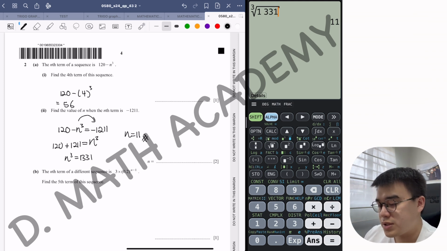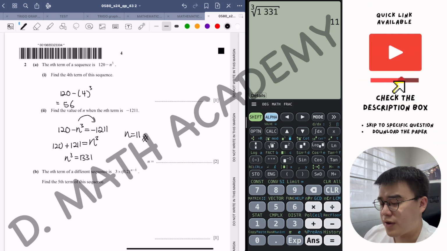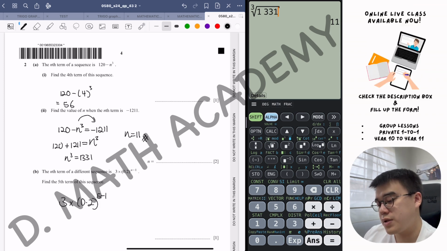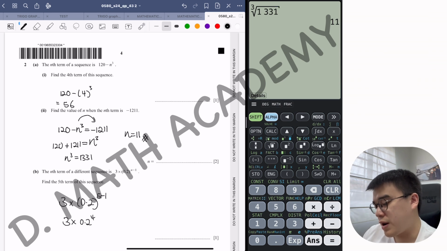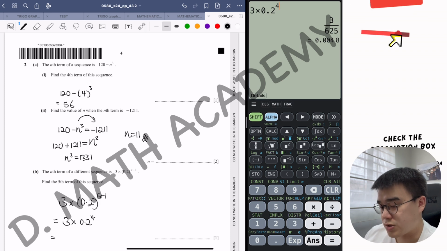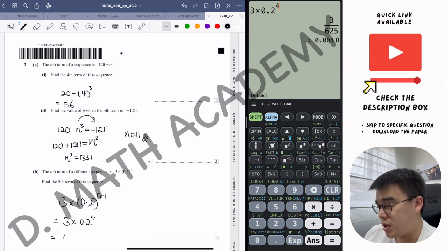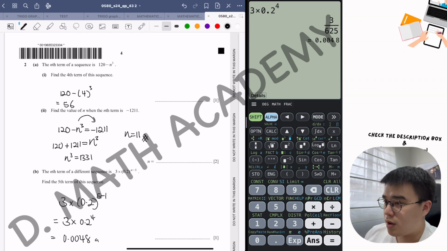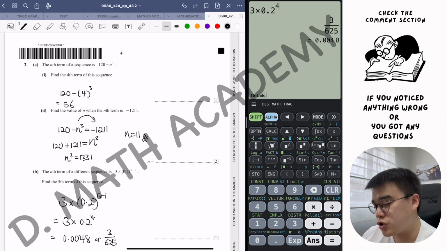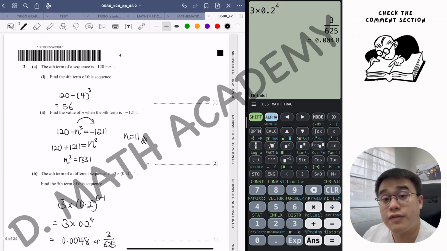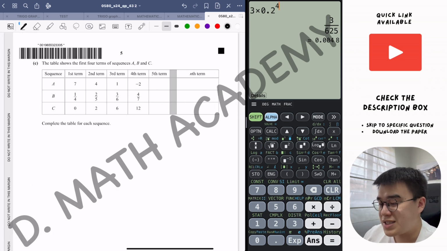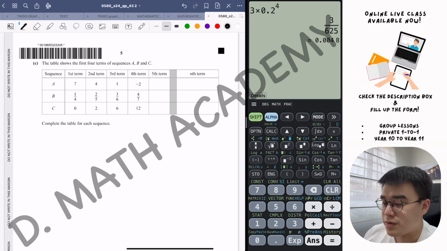2A2. The nth term of the different sequence is given, asking us for the fifth term. So 0.2 to the power of 5, minus 1, to the power of 4. The answer turns out to be 0.0048, or if you wanted to, feel free to leave it as a fraction, 3/625, as your answer here. Nothing else. Moving on to question C, which is the table form of sequence equation.